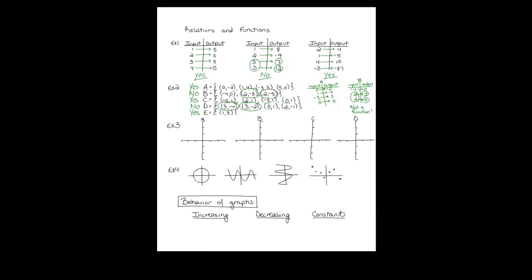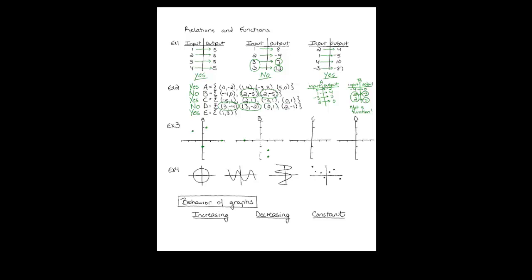Now in example 3, the instructions say on the graphs below, plot the points for A, B, C, and D above. So I'm going to take a few minutes and just plot these ordered pairs. For A, we have the ordered pairs (0, -2), (1, 4), that would be about right here, (-3, 3), and (5, 0). For B, we have (-4, 0), (2, -3), and (2, -5).